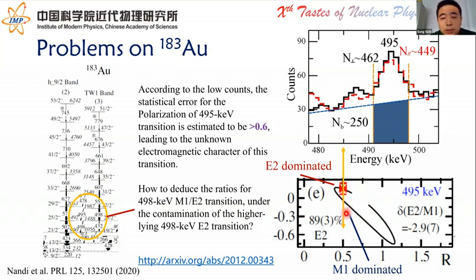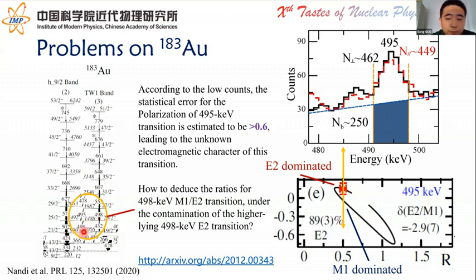With the statistical error, the two solutions cannot be distinguished. This is the case for 495. And here, this band, this wobbling assignment is supported by two linking transitions, which are claimed to be E2 dominated. One of them is 495, and the other is 498. But it is even more puzzling.